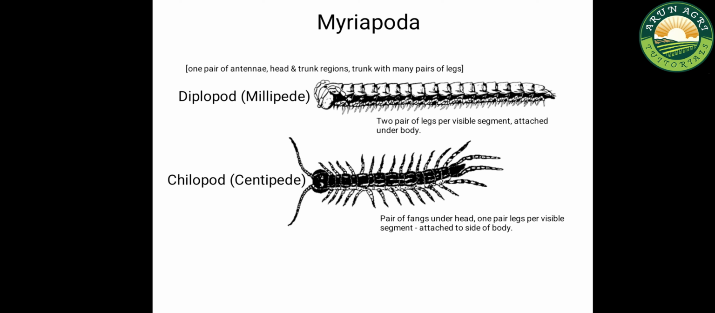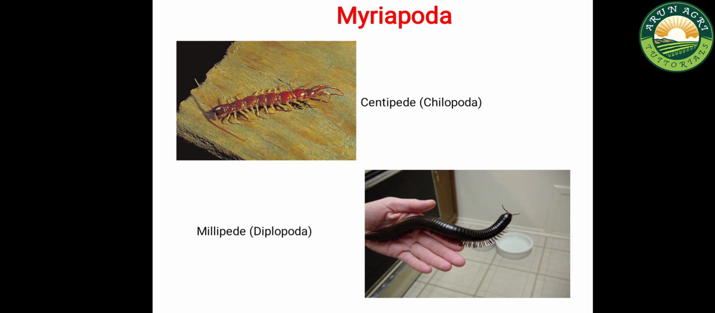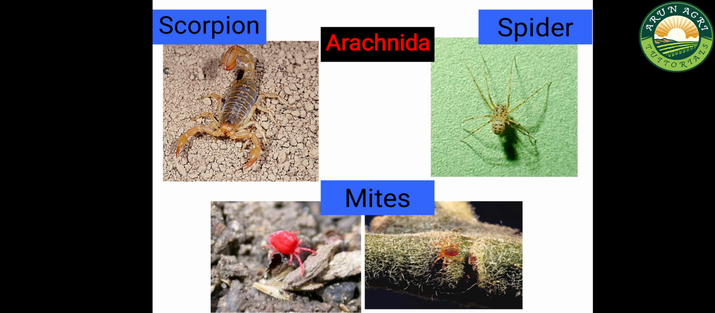Since there are so many legs, it looks like a million insect legs. That's why it is called a millipede. Next, Chilopoda, also called a centipede because it looks like 100 legs are there, usually only one pair of legs per segment. So there is a centipede on the top of the slide, also called Chilopoda, and a millipede, also called Diplopoda, with two pairs of legs per segment.